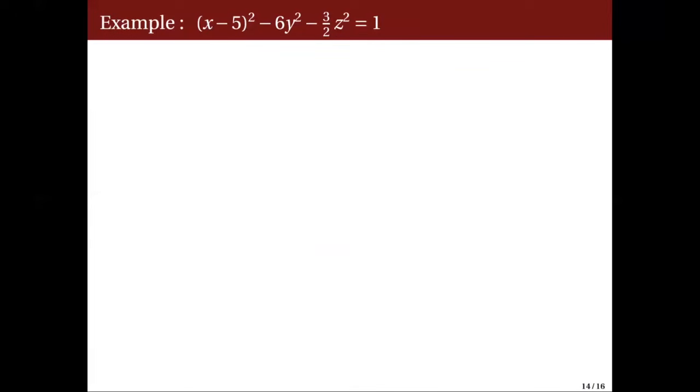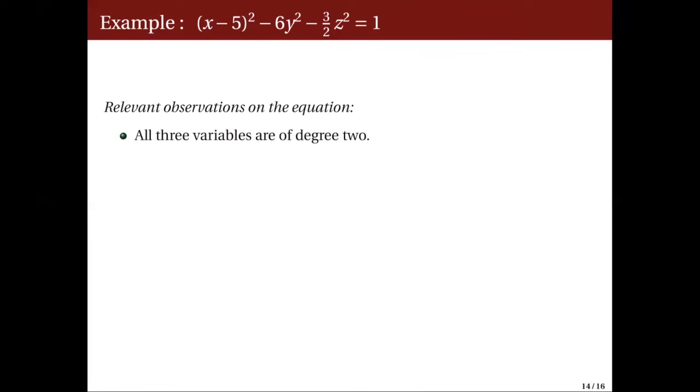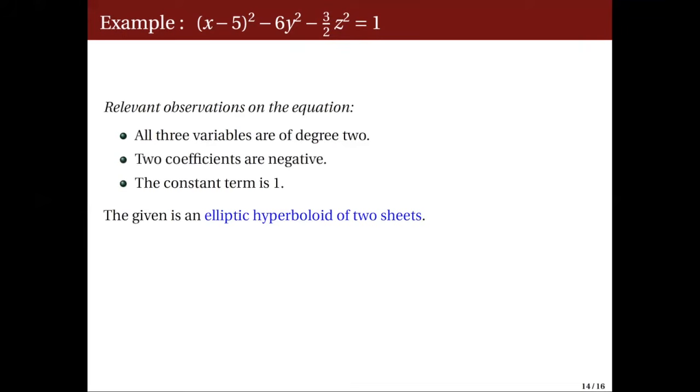Consider (x minus 5) squared minus 6y squared minus 3 halves z squared equal to 1. Observe that in the equation, all 3 variables are of degree 2. 2 of them have negative coefficients, and the constant term is 1. From these observations, we can tell that the given is actually an elliptic hyperboloid of 2 sheets.